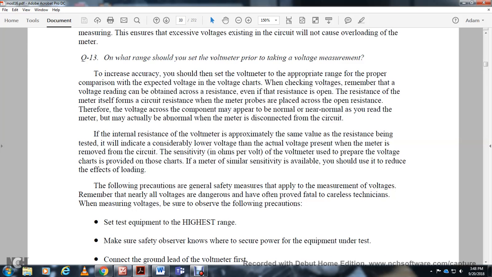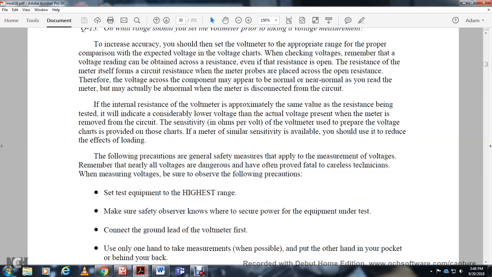Alright, the following are general safety precautions that apply to the measurement of voltage. Remember that nearly all voltage is dangerous, and has often proved fatal to technicians. When measuring voltage, the following precautions should be observed. Set the test equipment to the highest range. For safety, secure power to the equipment and connect the ground lead of the voltmeter first.